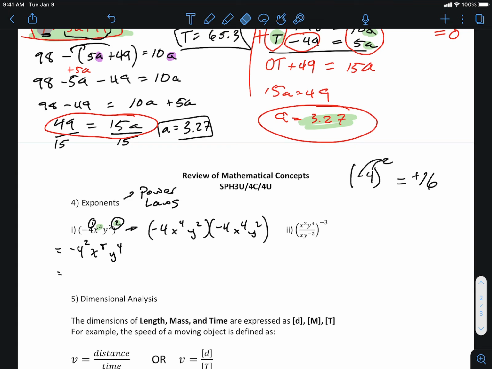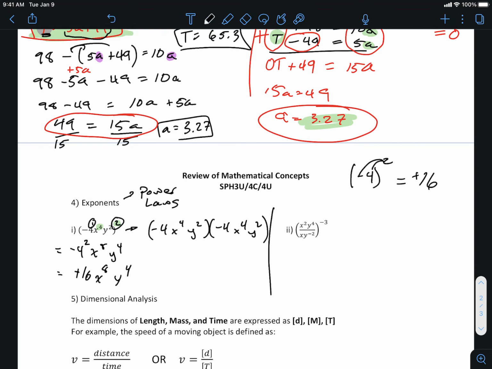Because we all know two negatives make a positive, but inevitably I'm going to see somebody write this, for sure. And it's going to mess up your answer, which is why I'm talking about it. Okay, it's got to be positive 16.